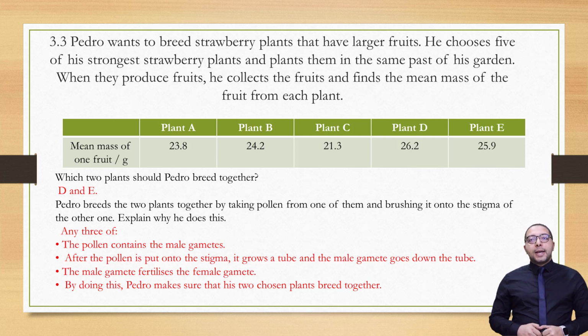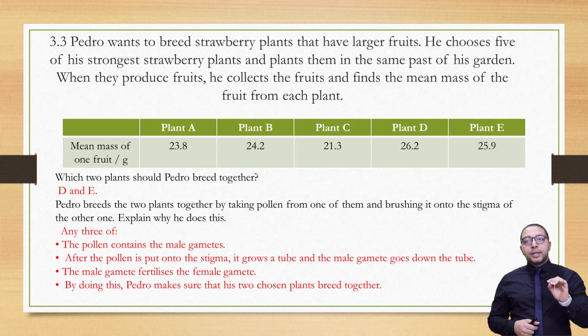Next question, the answer: because the pollen contains the male gamete, and after the pollen is put onto the stigma, it grows a pollen tube. This pollen tube is going to go down until it reaches the ovary to fuse with the ovum or the ovule. By doing so, he's going to make sure that the only pollen that has fertilized the egg is the pollen he wanted to get from the other plant.